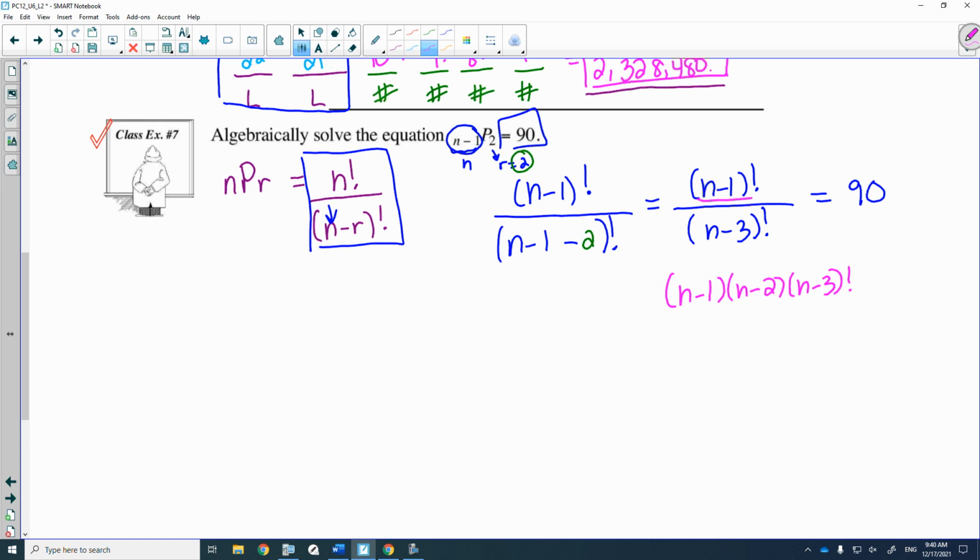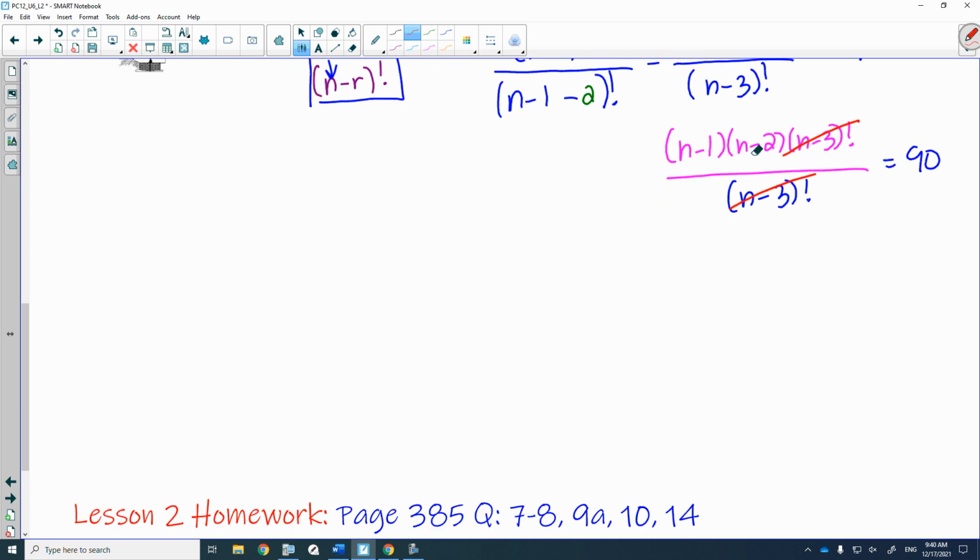If I want to stop, I've got to put factorial all over. The denominator has n minus 3 factorial, and that is equal to 90. Cancel your like terms. I'm going to simplify this by distributing, using the distributive property, so n squared minus 2n minus 1n would be minus 3n plus 2.